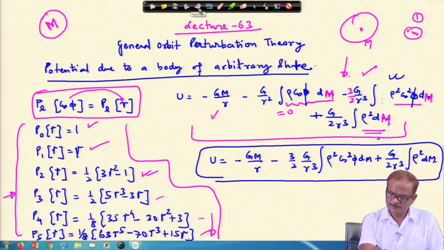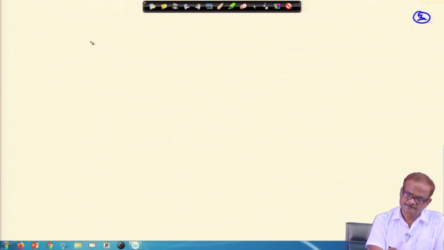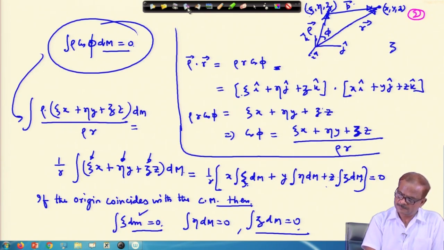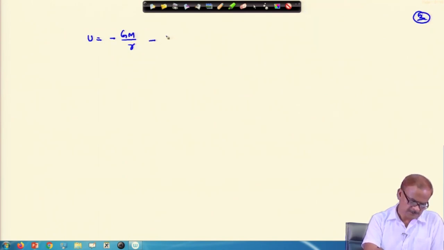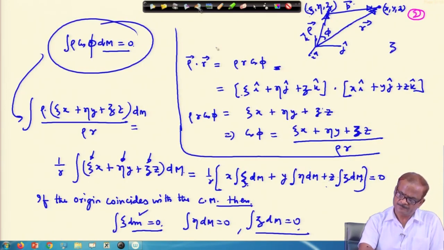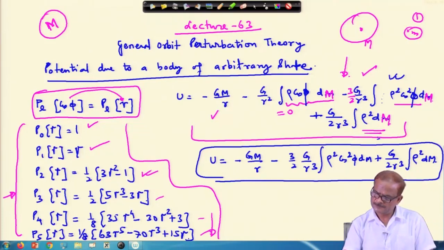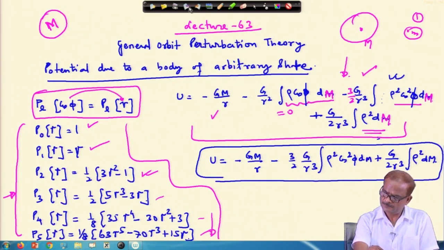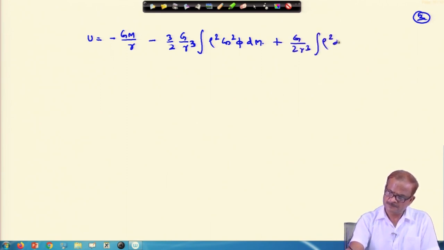So for convenience we copy it onto the next page. Minus g m by r and then minus 3 by 2 g r cube, and then we have rho square cos square phi d m, and then plus g by 2 r cube rho square d m.